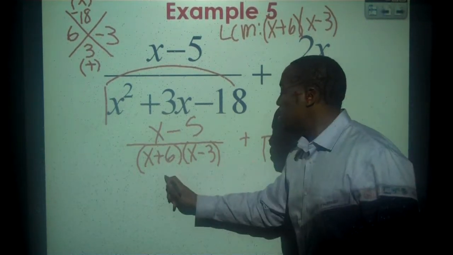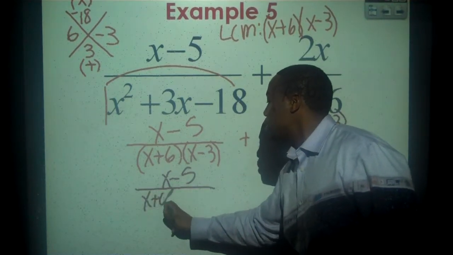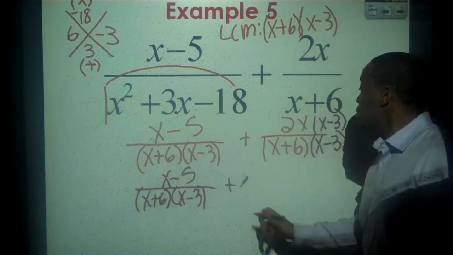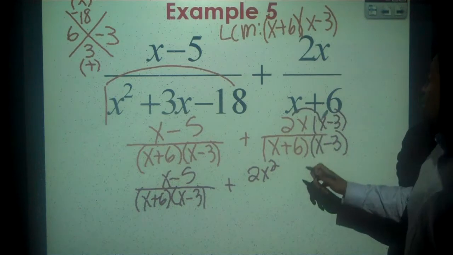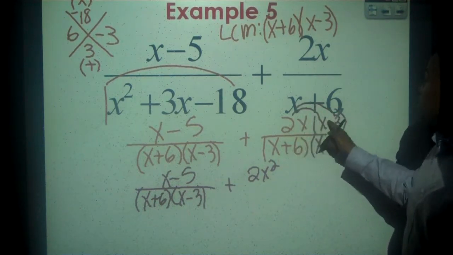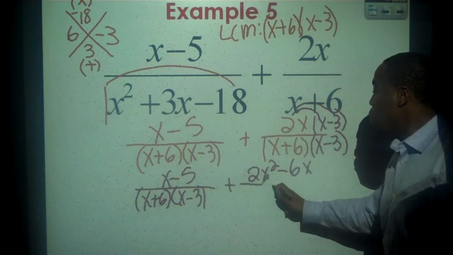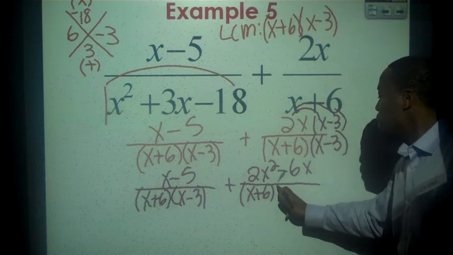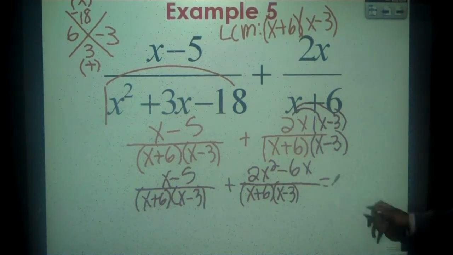So what we end up with is x minus 5 over x plus 6 and x minus 3, plus 2x squared. I'm going to go ahead and multiply this in. And 2x squared minus 3, which gives me a minus 6x, over the x plus 6 and the x minus 3. Now that we got that done, we're going to keep the bottom the same.